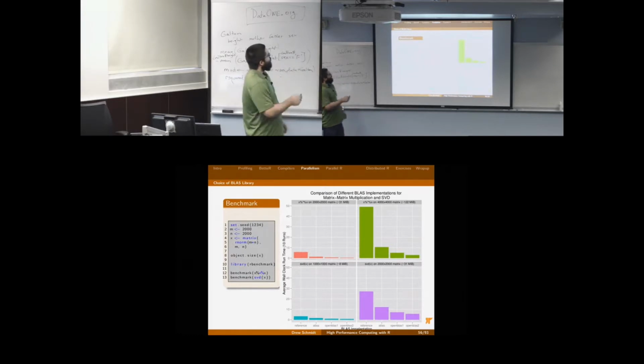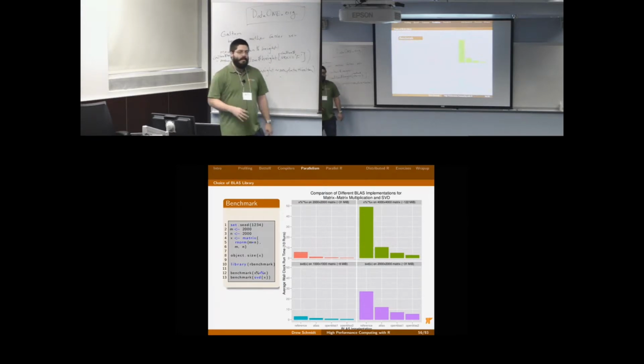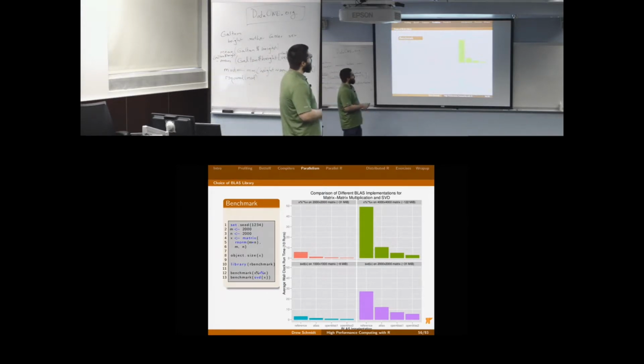So the benchmark that I'm running, I generate some data. The data size will differ. This is just the first one that you see here. It's just random data, a 2000 by 2000 matrix. I use our benchmark. I compute x times x and the SVD of x, and I do this with different implementations of the BLAS on my laptop.